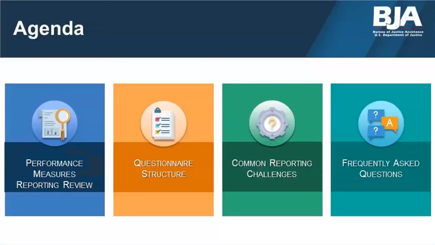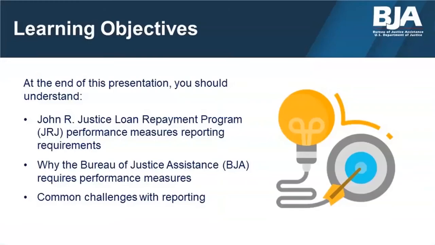Today we will be focusing on the following components: performance measures reporting review, questionnaire structures, common reporting challenges, and frequently asked questions. At the end of this training, you should walk away with a better understanding of why BJA requires you to report performance measures and how we use this information. During the training, you'll get an in-depth review of JRJ's specific reporting and some issues we see in reporting.